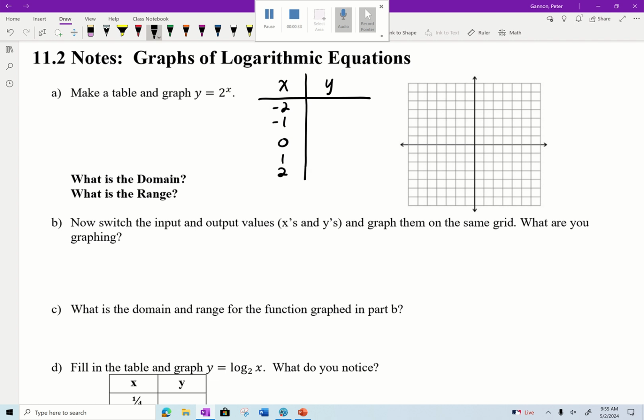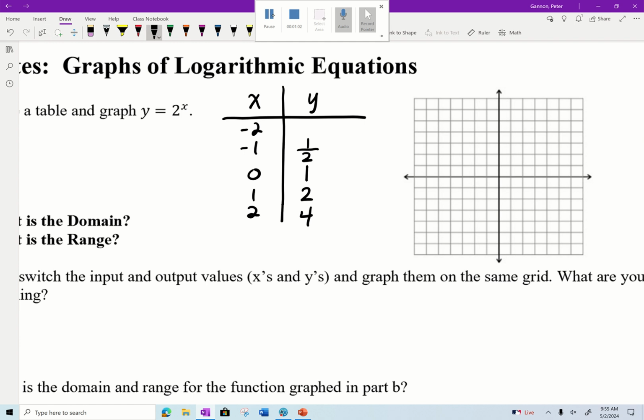When we did this with exponentials, I had to start with 0. So 2 to the 0 power is 1. 2 to the first power is 2. 2 to the second power is 4. And then for negative exponents, just a reminder, when the exponent's positive, I think about multiplying by the base. When the exponent's negative, I think about I'm dividing by the base that many times. So if it's -1, that's going to be 1 divided by 2. If the exponent's -2, then it's going to be 1 divided by 2 times 2, which is 4.